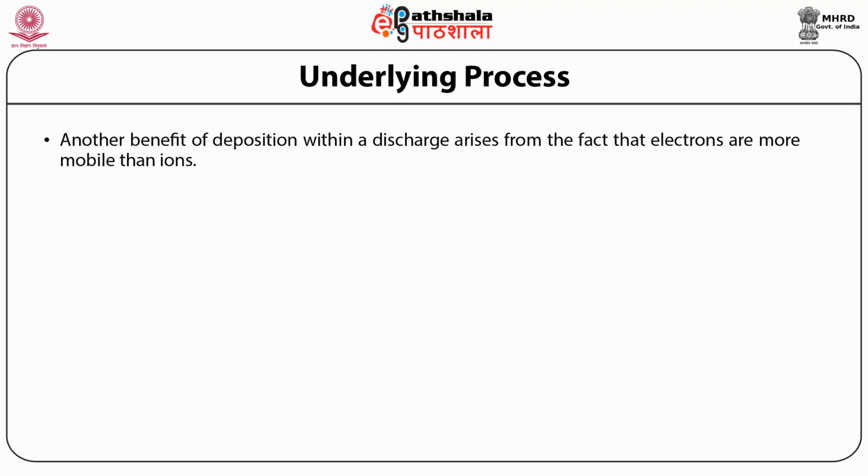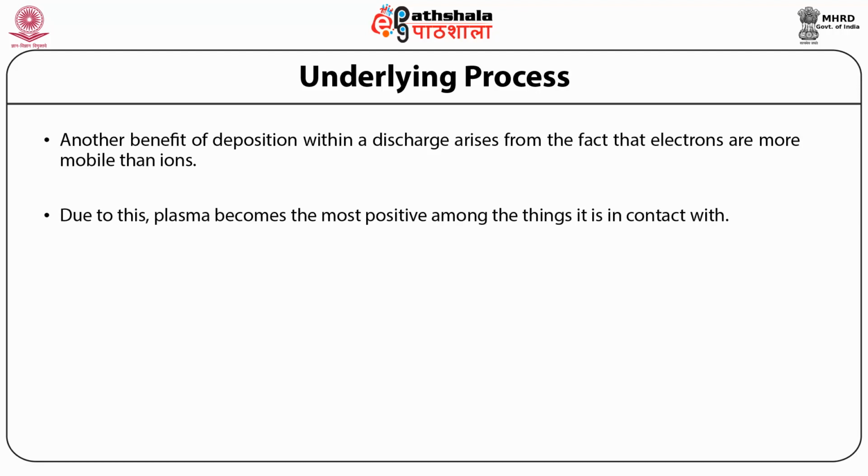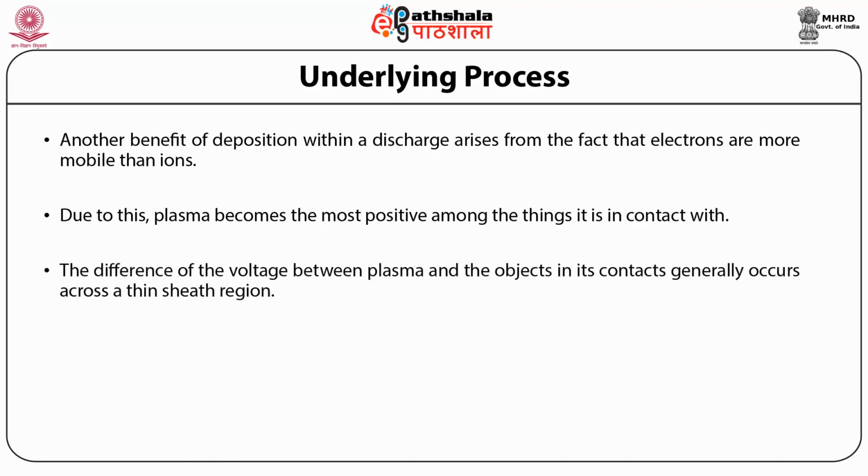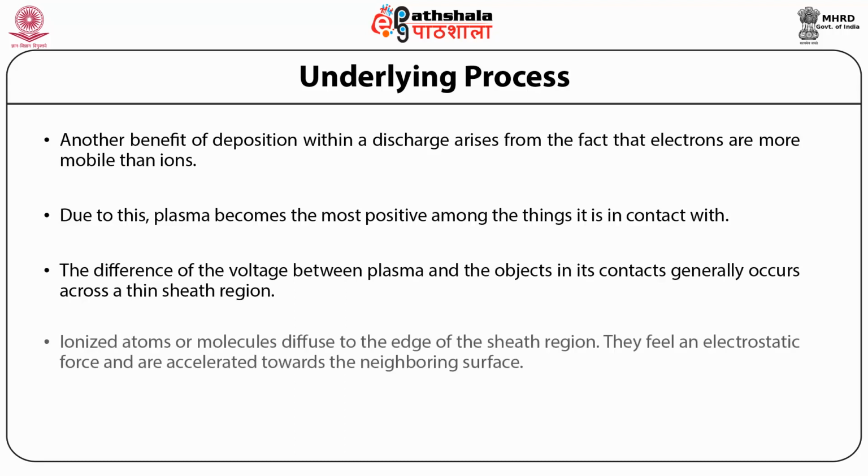Another benefit of deposition within a discharge arises from the fact that electrons are more mobile than ions. Due to this, plasma becomes the most positive among the things it is in contact with. The difference of the voltage between plasma and the object in its contact generally occurs across a thin sheath region. Ionized atoms or molecules diffuse to the edge of the sheath region. They feel an electrostatic force and are accelerated towards the neighboring surface.